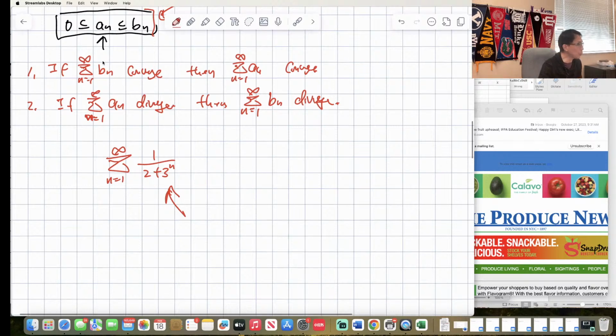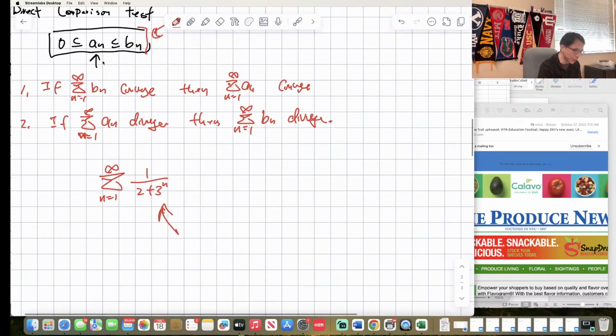Why do you want to compare to 1 over 3 to the n? Because if you think about it, 1 over 3 to the n is something that we know. What kind of series is that? Not a P series. It looks almost like a P series, but it's not. It's geometric.